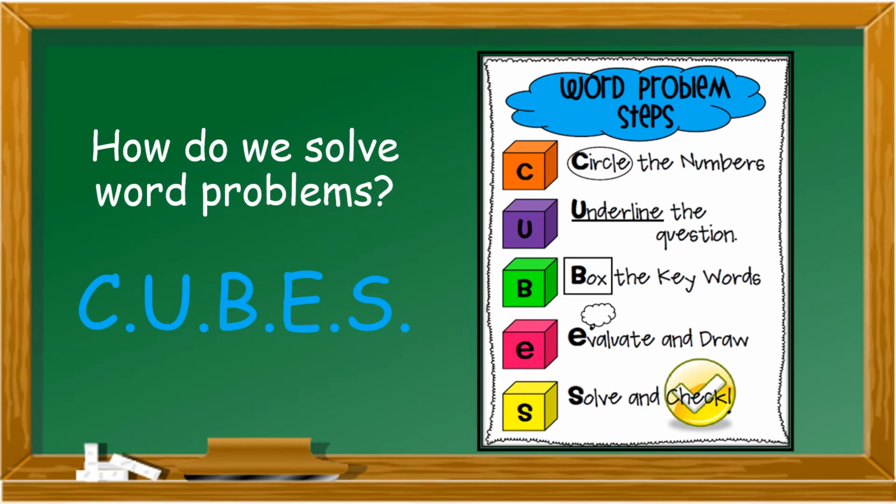C means circle the numbers. U means underline the question. B, box in the key words. E, evaluate and draw. S, solve and then check. Let's put these steps to practice.